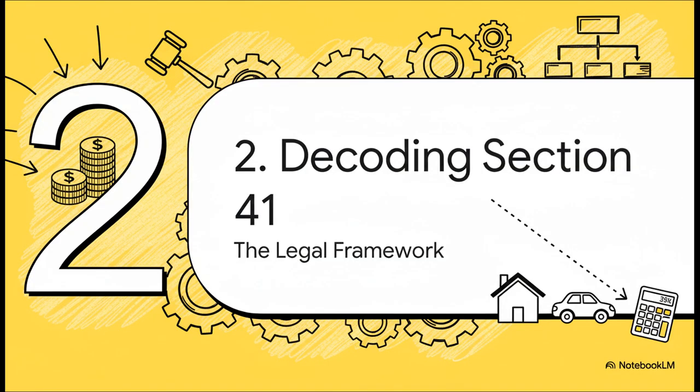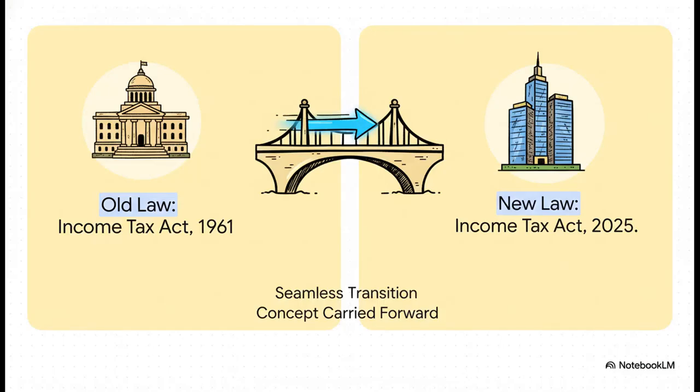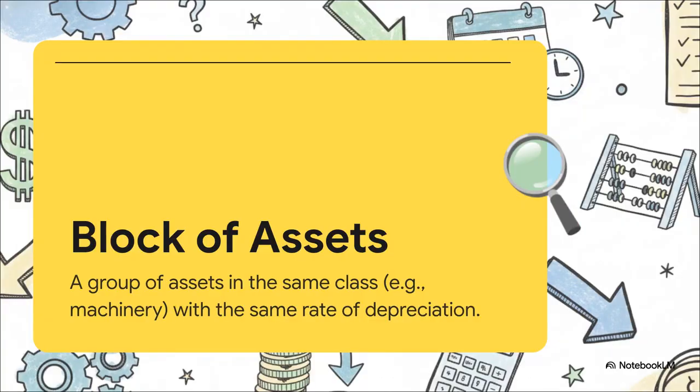So, where do we find the rule book for this? That's where Section 41 of the new Income Tax Act 2025 comes in. This section is all about one thing, determining the written down value, or as we all call it, the WDV. Now, for all you seasoned professionals watching, don't worry, this isn't a massive overhaul. The core concept is exactly the same. Section 41 in the new 2025 Act is basically the new address for what used to be Section 43(6) of the old 1961 Act. The principle of written down value is just being carried forward, so it's a pretty seamless transition.